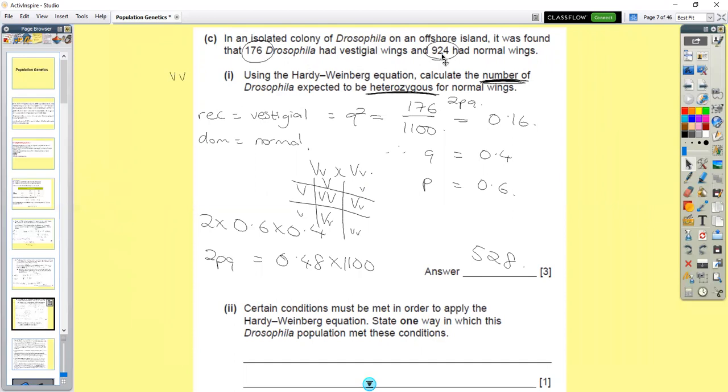Okay, now we'd have to find the total size of the population. So you'd have your 176 vestigial wings, you have 924 normal wings, which includes the dominant and the heterozygous ones. That gives you a total of 1,100. So for Q squared, it's 176 over the total 1,100, which equals 0.16. Therefore, the square root of that gives you Q, which is 0.4. P plus Q equals 1, so therefore P equals 0.6. The heterozygous, again, it's looking for 2PQ. So 2 times 0.6 times 0.4 is 0.48, okay, or 48%.